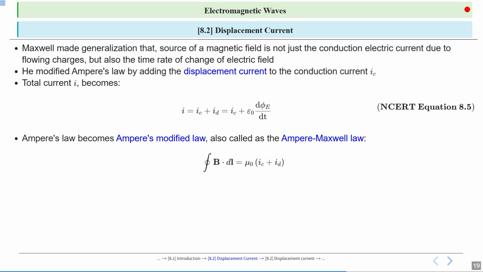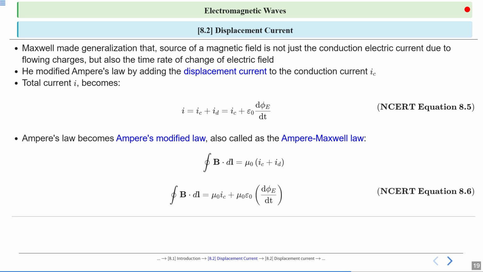Now this is the modified law. Ampere's circuital law was originally closed integral B dot dl equal to mu naught I only. Now Maxwell modified it. In place of I, he wrote IC plus ID, conduction current plus displacement current. So after putting the values, B dot dl over a closed loop is equal to mu naught IC plus mu naught ID, and ID is epsilon naught d phi E upon dt, NCERT equation 8.6. This is the complete expression of the modified Ampere-Maxwell law.